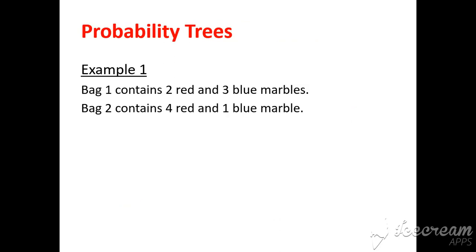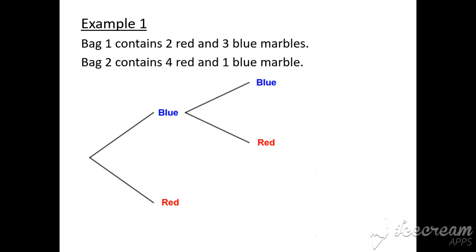All right, so let's get into example one. Here's bag one. Bag one contains 2 red and 3 blue marbles. Bag two contains 4 red and 1 blue marble. So we're going to draw a probability tree that represents this. What we're doing is putting our hand in, getting a marble from bag one, putting our hand in and getting a marble from bag two. Right, well, the first bag, we could either pick up a blue or a red marble. If we got a blue marble from bag one, we could get a blue or red marble from bag two. If we got a red marble from bag one, we could get a blue or a red from bag two.